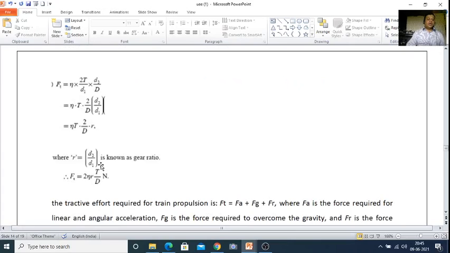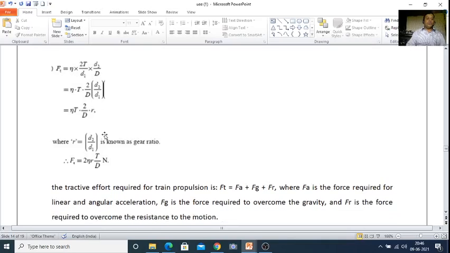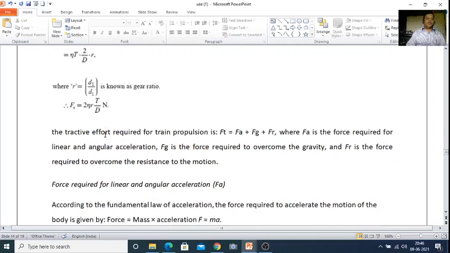Therefore, the total tractive effort Ft is equal to eta, that is efficiency, into 2T by d1 into d2 by D, where d1 is the diameter of the motor armature and d2 is the diameter of the wheel. We write here eta into T into 2 by D into d2 by d1, that is eta into T into 2 by capital D into R, where R is d2 by d1, known as the gear ratio, and Ft is equal to 2 eta R into T by D, which is the formula for the tractive effort.